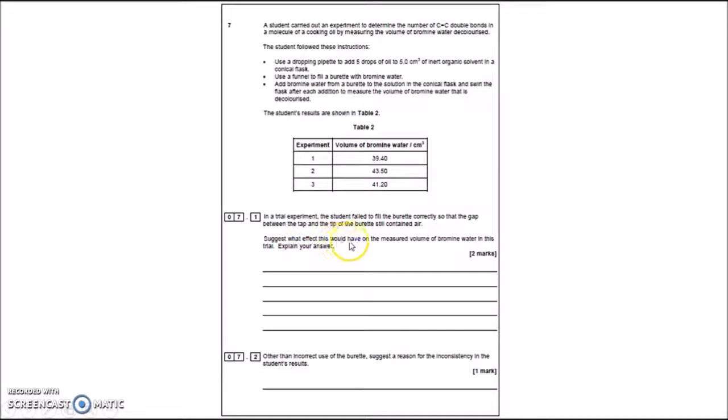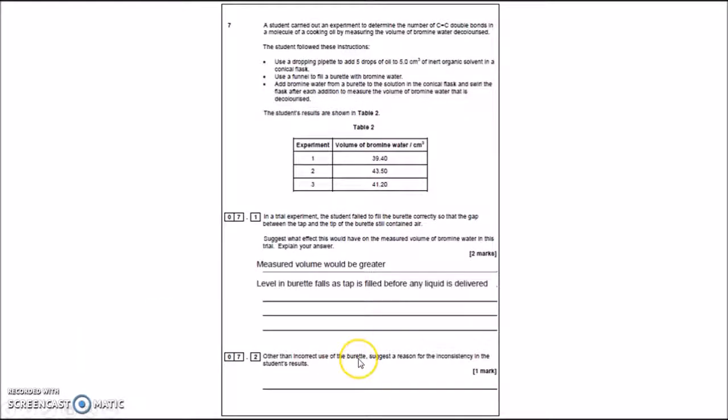So, suggest what effect it would have on the measurement. The measurement is 10, but we've only delivered 7. The measurement is higher than we'd expect. So the measured volume is greater than we'd expect, higher than we'd expect. And the reason is because the bromine water has to fill the gap before any of it's delivered.